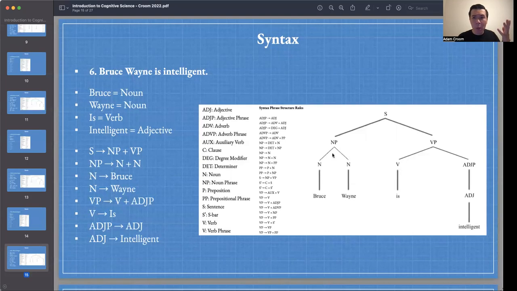Okay, and just remember that we could have switched this NP for any of the other NPs at the NP level, right? It could have been Catwoman is intelligent, or the Joker is intelligent, or whatnot. And at the NP level, it's perfectly substitutable. All right, and then over here under the VP, we know that the VP takes a V and an adjective phrase. The adjective phrase in this case is the adjective intelligent. Okay, so Bruce Wayne is intelligent.